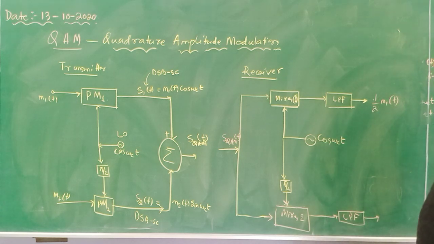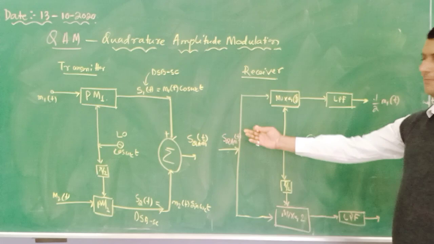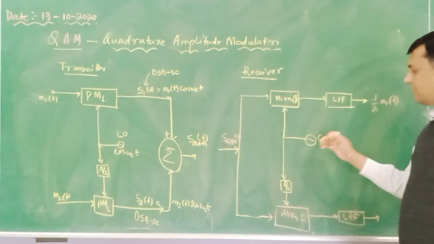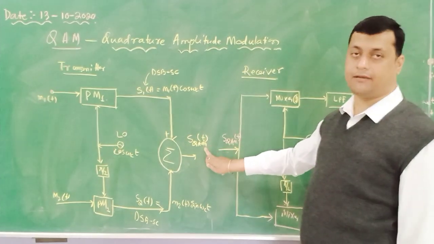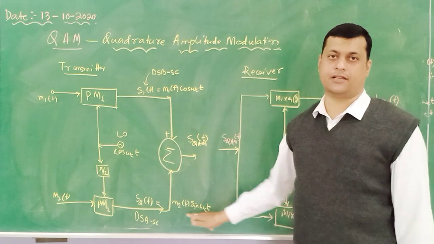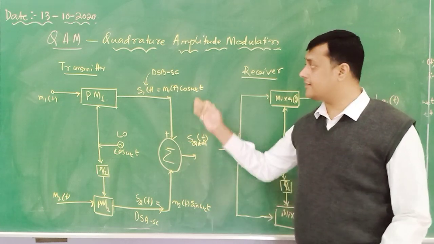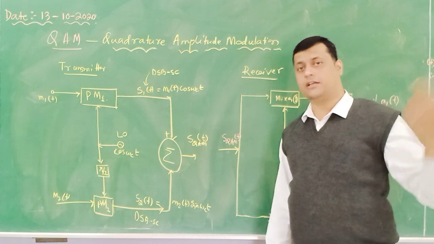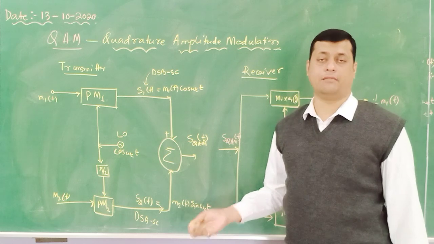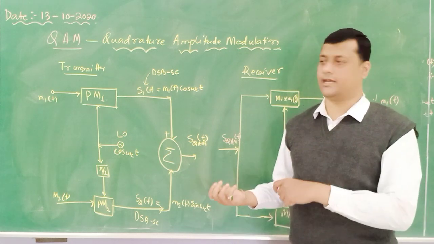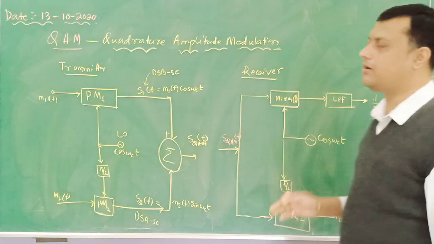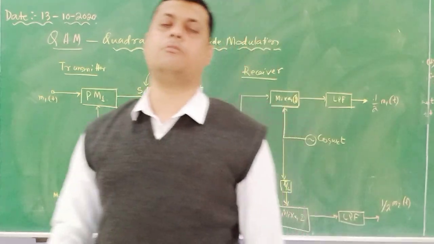So at the output of this LPF we will get half of M1 of t. Then the same QAM signal is provided to the second mixer in which the sine component is available. When the sine component is multiplied with this QAM, it will synchronize to this component, so it will become sine square. Another component becomes cos and sine, which is a cos 2 omega ct harmonic component, and sine square becomes 1 minus cos 2 omega ct, which is the harmonic. So at the output of this we will get half of M2 of t. So this is the basic block diagram of quadrature amplitude modulation.